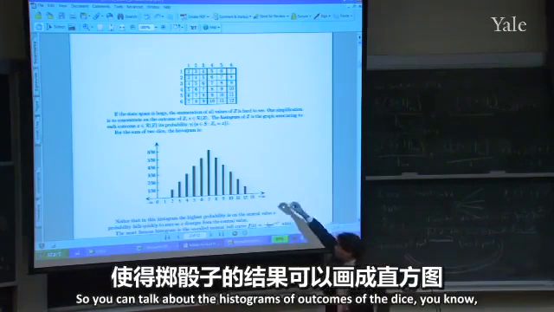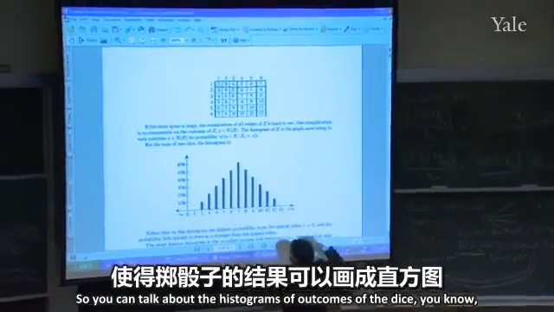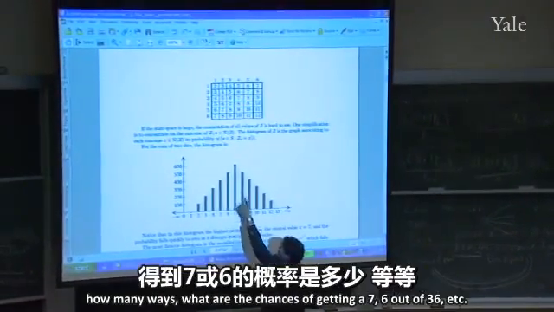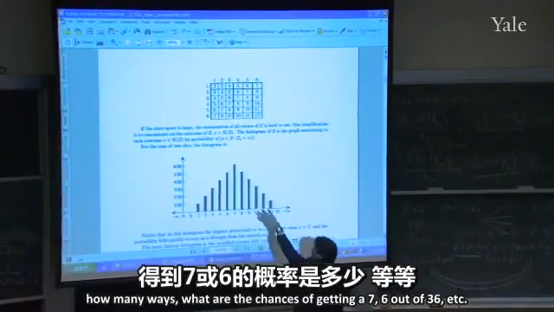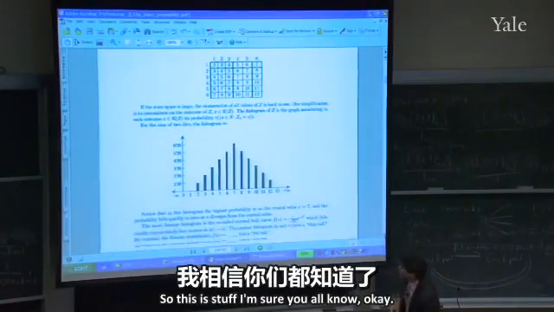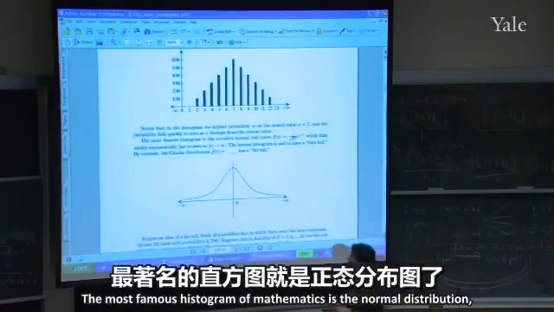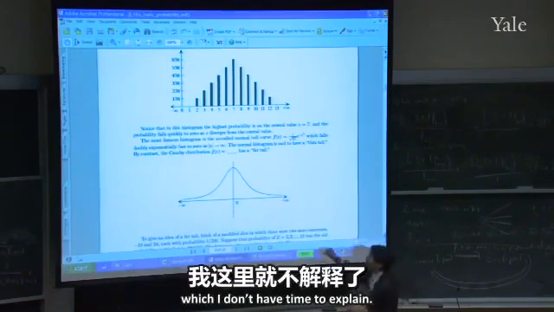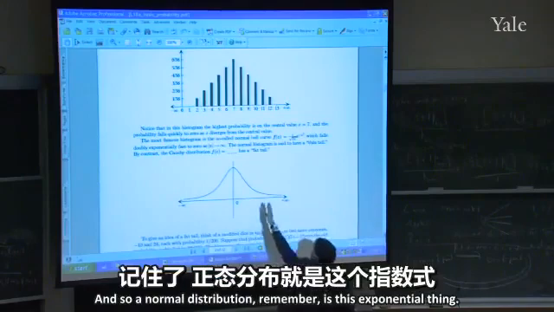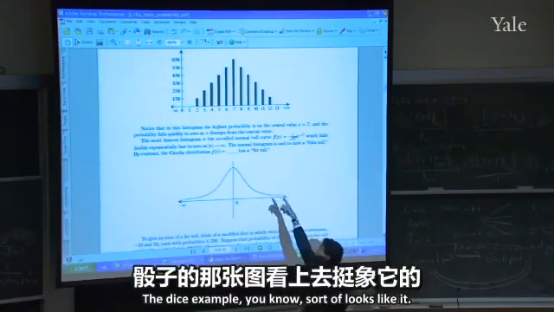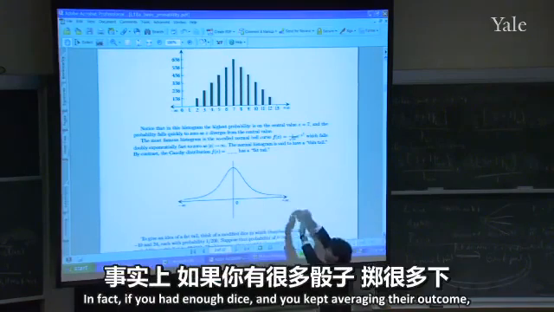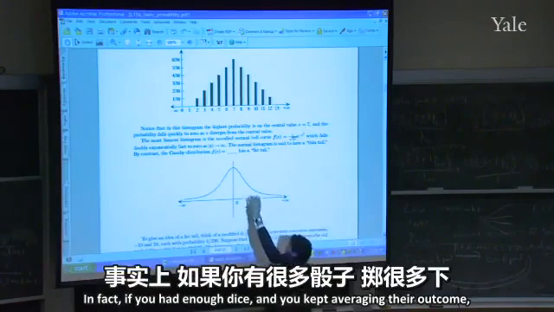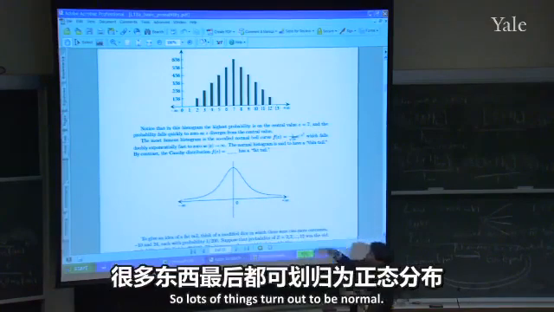Okay, so you can talk about the histogram of outcomes of the dice, how many ways, what the chances are of getting a 7, 6 out of 36, etc. This is stuff I'm sure you all know. The most famous histogram in all of mathematics is the normal distribution, which I don't have time to explain. A normal distribution, remember, is this exponential thing. The dice example sort of looks like it. In fact, if you had enough dice and you kept averaging their outcome, it would be normally distributed. So lots of things turn out to be normal.